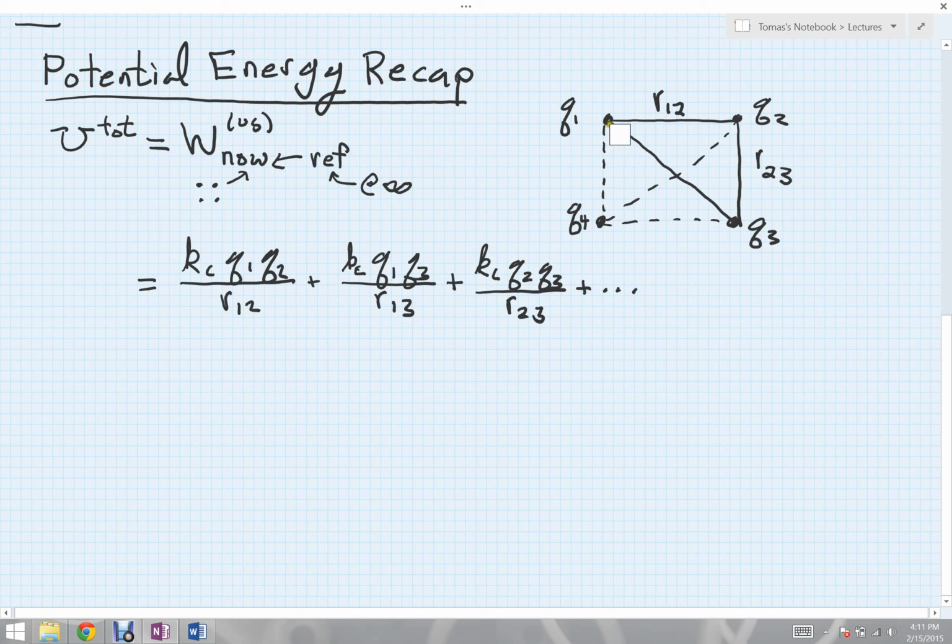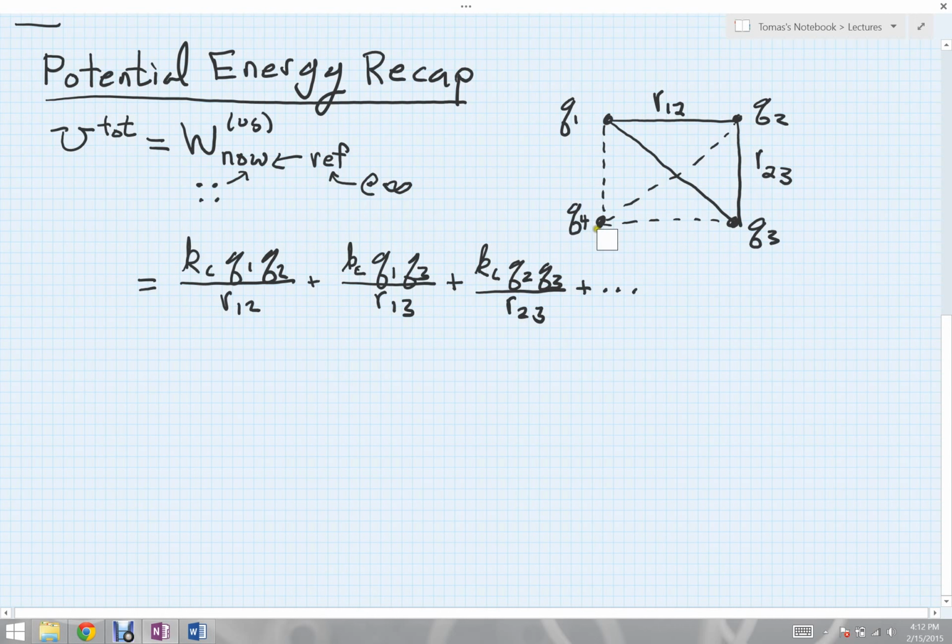To bring in Q1 required no energy. When we brought in Q2, it was only feeling the influence of Q1. That gave us this first term, Coulomb's constant times Q1, Q2 over the distance between those two charges. When I bring in Q3, now you'll notice Q3 interacts both with Q1, which was there already, and Q2. So I have these extra interactions, Q1, Q3, and Q2, Q3.